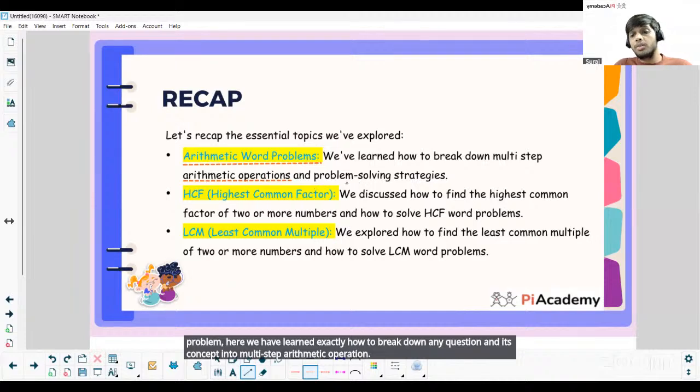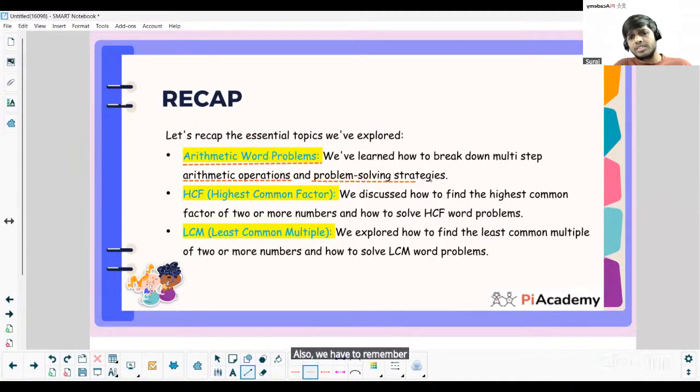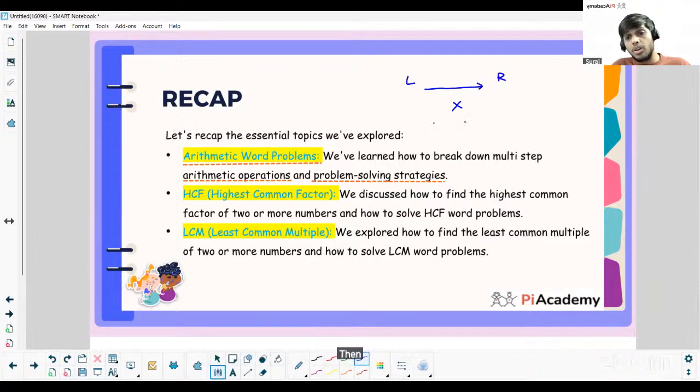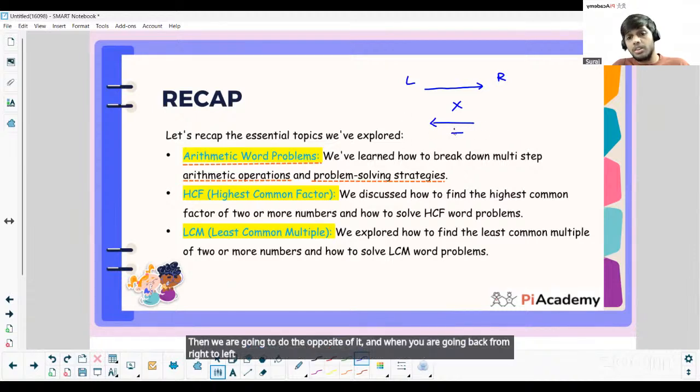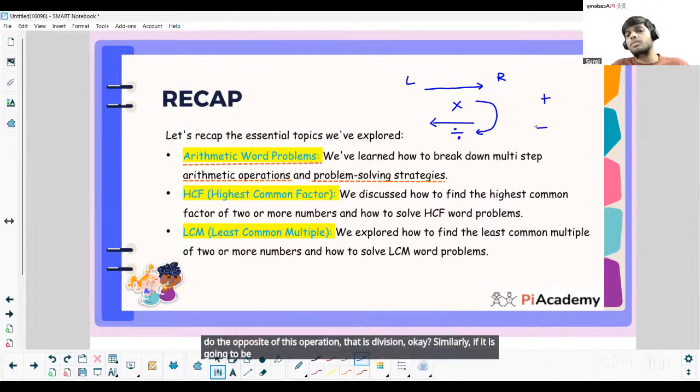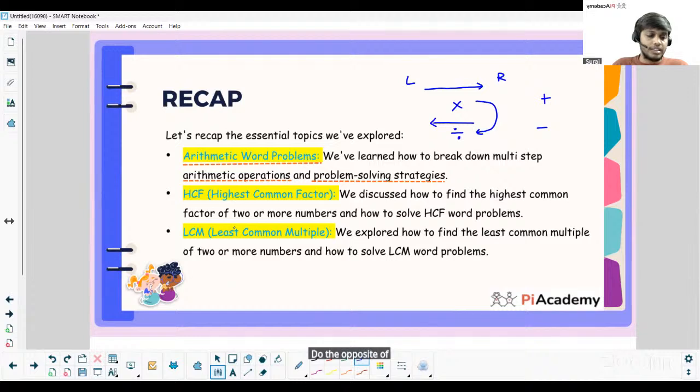Also, we have to remember the problem solving strategies that we have discussed. If it is going to be a function machine, then if it is multiplication, which is present from left to right, then we are going to do the opposite of it. And when you are going back from right to left, you have to do the opposite of this operation, that is division. Okay. Similarly, if it is going to be addition, you have to do the opposite of it, that is subtraction. And in this way, you have to just keep on solving such types of questions.